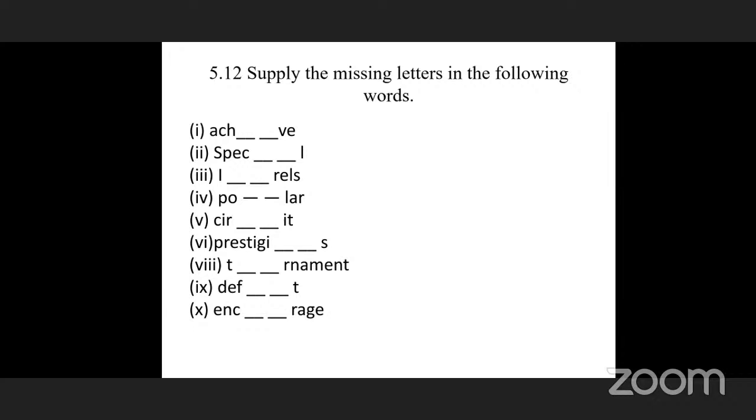She entered into the international circuit. Next, sixth one is prestigious. Actually, it missed the seventh one. Okay, no problem. Eighth one is tournament. Next, what do you mean by ninth? It is defeat or defect. Defect is also the right thing. So whatever you write, you will be awarded the marks.